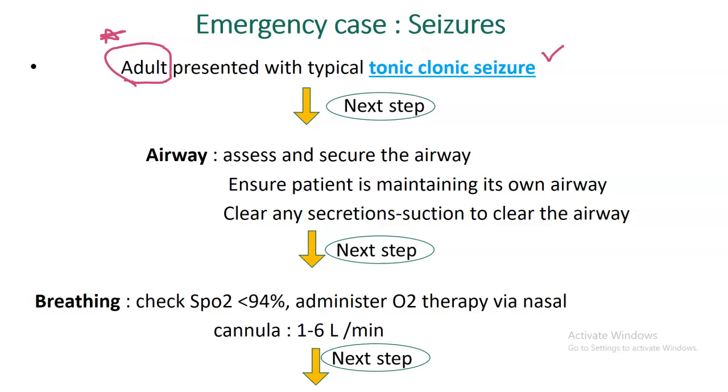The first step will always be starting with the ABCDs. The airway: you need to assess and secure the airway. You need to ensure the patient is maintaining their own airway. If there are any secretions, you need to suction them out and clear the airway because there is a risk of aspiration. The next step is oxygenation. Hypoxia can damage the brain, and if saturation is less than 95%, you can administer O2 therapy via nasal cannula, or you can give the patient a facial mask, but mostly oxygen is given through a nasal cannula.